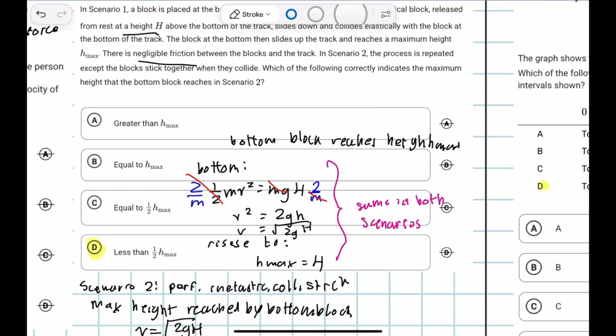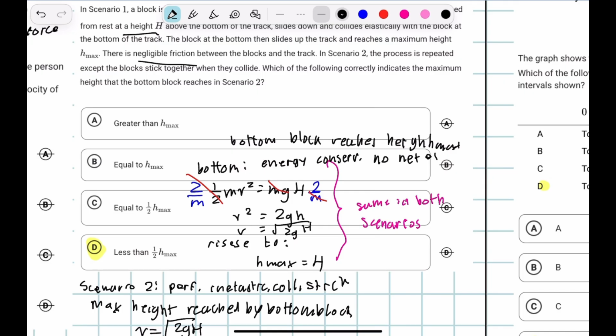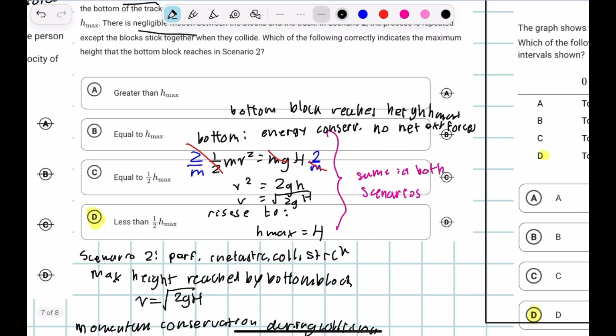So we know that the bottom block reaches a height h max. The block is released from height h, and then it slides frictionlessly. So then we can use energy conservation because there's no net external force, since there's no friction. So we have mgh is going to equal 1/2 mv squared. So E initial equals E final. Kinetic energy is equal to potential energy. And we have 1/2 mv squared is equal to mgh.